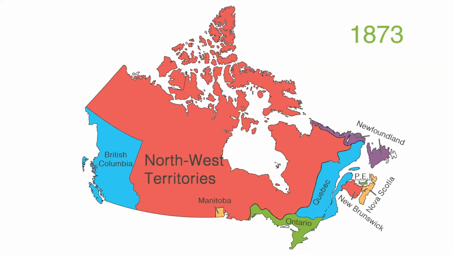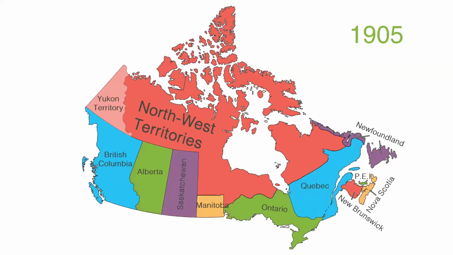In 1871, British Columbia joins as the 6th province of Canada. And then in 1873, Prince Edward Island, also known as PEI, joins as the 7th province. Then we move all the way forward until about 1898, when Yukon split off from the Northwest Territories. So now you have 2 different territories along with all these new provinces being formed as westward expansion begins.